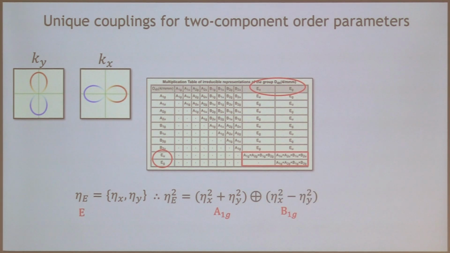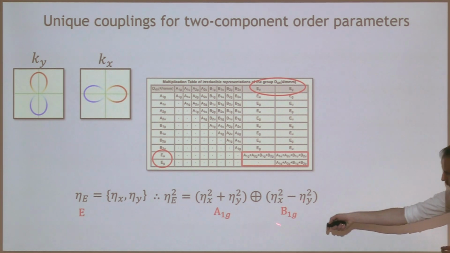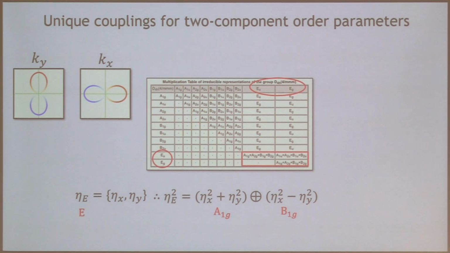But the thing is, you can form other bilinears when you have two components, because you can form eta x squared minus eta y squared. And that doesn't transform like a scalar. That transforms like a B1G. This looks like d x squared minus y squared. And you can form eta x times eta y. So there's a B2G bilinear. This means there are more complicated bilinears with non-trivial representations that you can form if you start with a two-component superconducting order parameter. You can't get this from d-wave or s-wave. No, you can if it's dxz, dyz, but from the simple standard d x squared minus y squared, you can't get this.